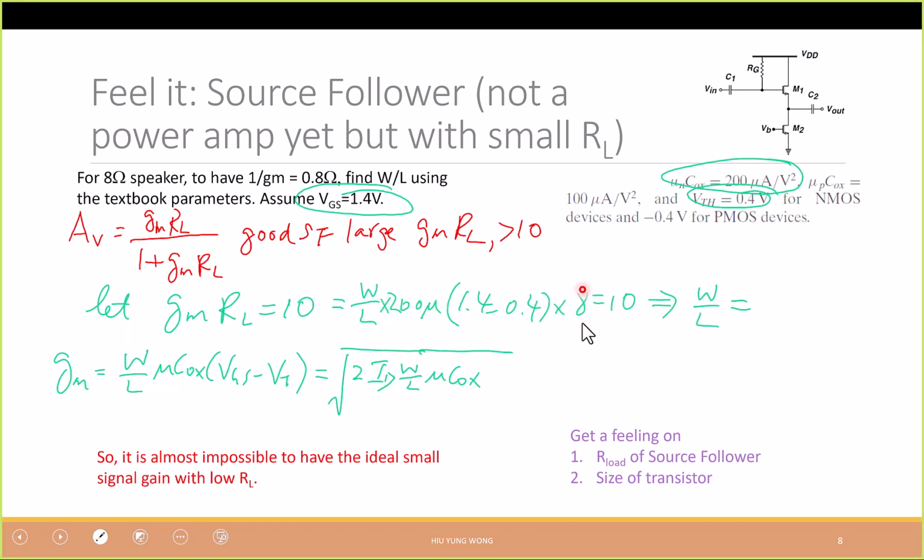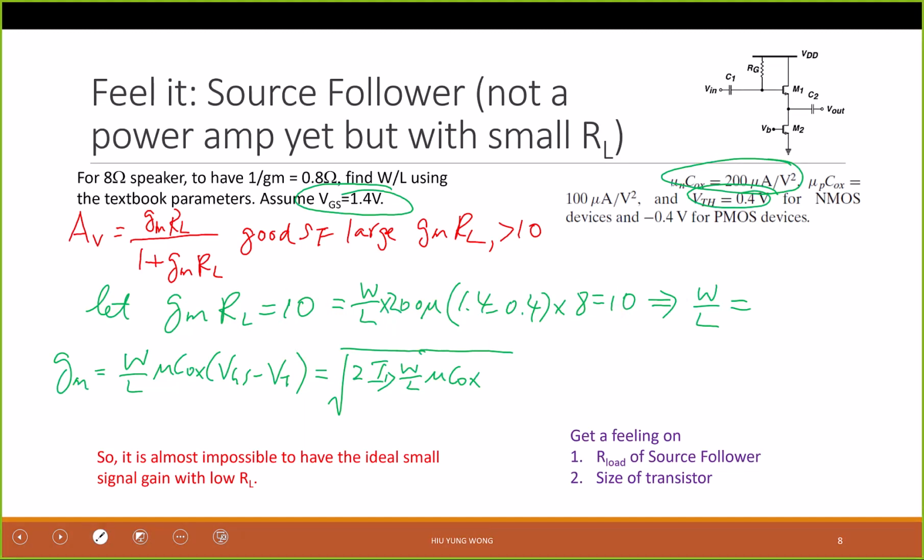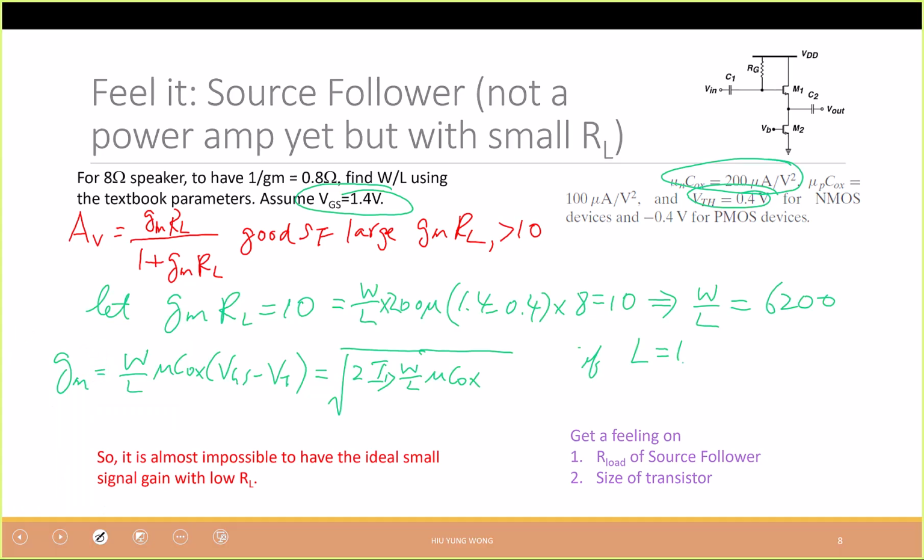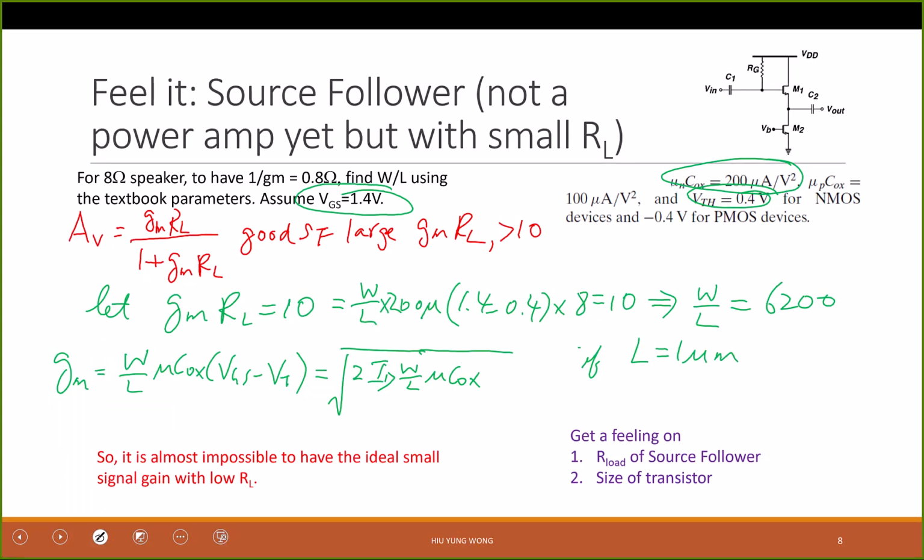gm times RL equals the gain I want. I want it to be large. You can even make it larger, but too large is not good. But this is very large already. W over L turns out to be 6,200. Now, if you have L equal to 1 micron, assume that you can only use L equal to 1 micron because this is also related to the breakdown. So it really depends on your application.